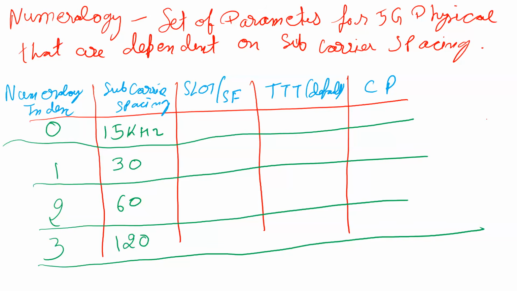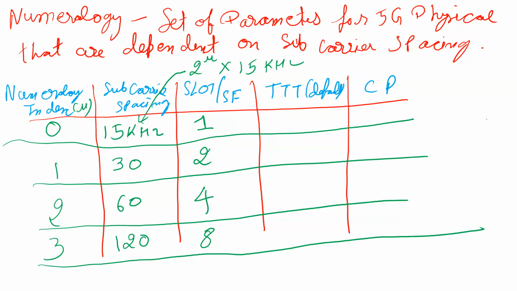So how many slots per frame? As we have discussed, there may be 1 slot in case of numerology 0. In case of numerology 1, we may have 2 slots per subframe. In case of numerology 2, we have 4 slots per subframe. And in case of numerology 3, we have 8 slots per subframe. And this can also be calculated with the help of 2 raised power mu into 15 kilohertz. And this is also called mu. So if mu is 0, our subcarrier spacing is 15. If it is 1, 30, 2 is 60, and 3 is 120.